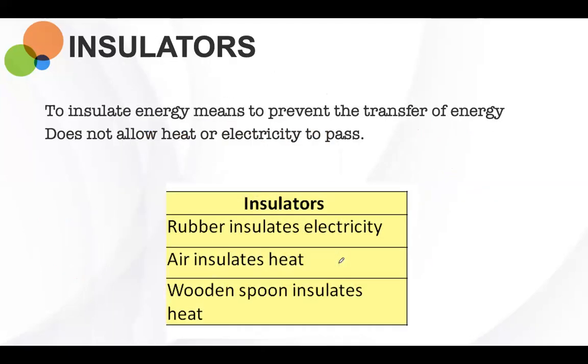All right, so moving on to insulators, we said to insulate energy means to prevent transfer of energy. So it does not allow heat or electricity to pass. We're doing electricity as a topic, but we would generalize for heat and electricity. So you're essentially stopping heat or electricity from transferring when you use insulators. Rubber, as you said earlier, is essentially used to insulate energy, to stop the energy from flowing.